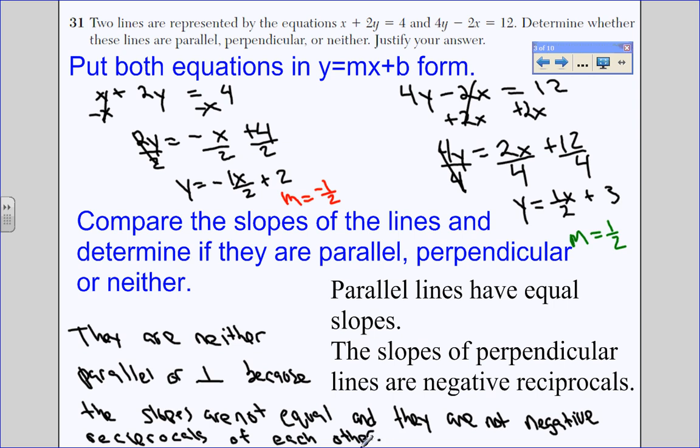And that's the justification for your answer, okay? Because you are asked to justify your answer. Make sure that you give a justification. Don't just say they're not parallel or perpendicular. Make sure you justify your answer. Make sure you explain why they're not parallel or perpendicular.